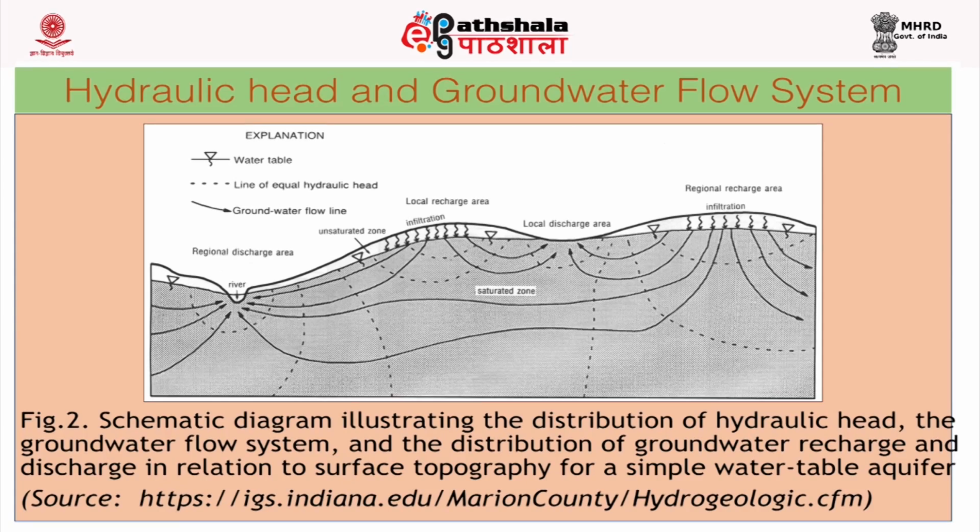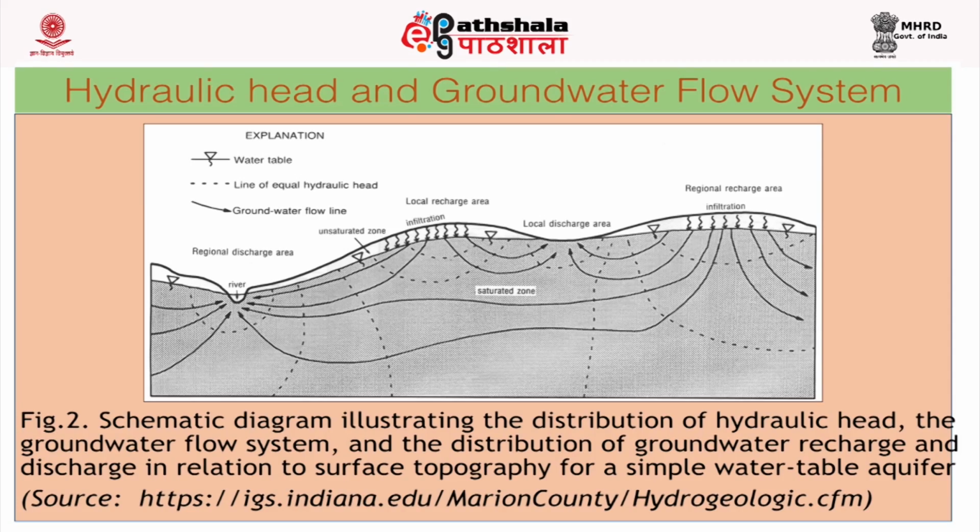In the upper part, the infiltration, whether local or regional, means rainwater will infiltrate at the higher elevation and reach the groundwater table, and this groundwater will move along the flow lines. Here, the dotted line is the line of equal hydraulic head. At each point along it, the pressure of the groundwater will be equal. In the lower part of this diagram, the dotted region is the saturated zone, and the white area is the unsaturated zone.